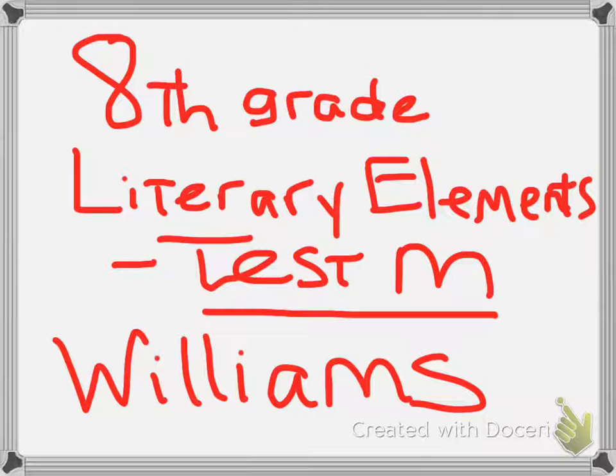Number 7, the feeling about a scene created by a writer's selection of words and details. Number 8, one character, I, tells about all the events as he or she experiences them. Number 9, a figure of speech that uses words like or as to make a comparison.